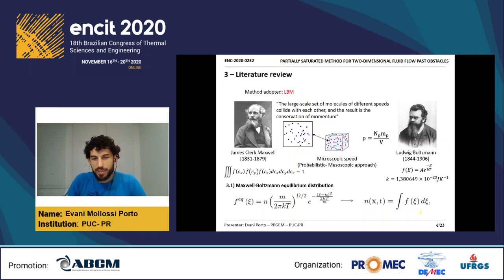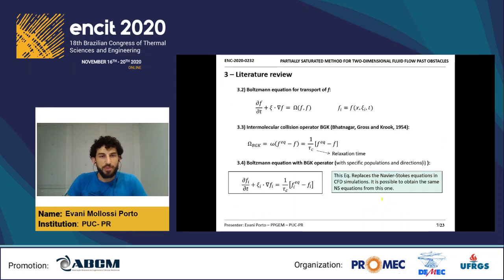So by integrating this equation, we have the total expected number of molecules at position x and time t. But for this equation, we need to add a collision operator that will represent the changes in speeds and positions of the particles. We needed this relaxation time in the use of the collision operator. I'm using the BGK collision operator, and the equation of Maxwell-Boltzmann will be described like this. And this equation replaces the Navier-Stokes equations in CFD simulations, and it's possible to obtain the same Navier-Stokes equations from this one.